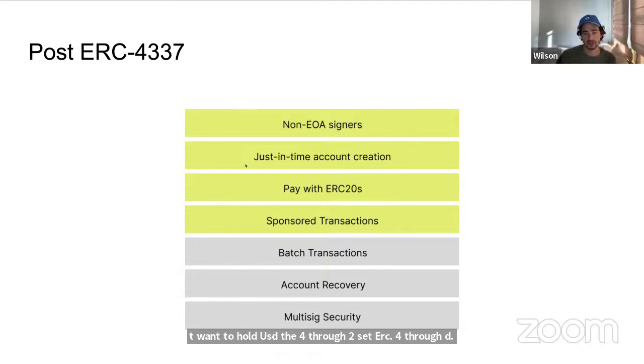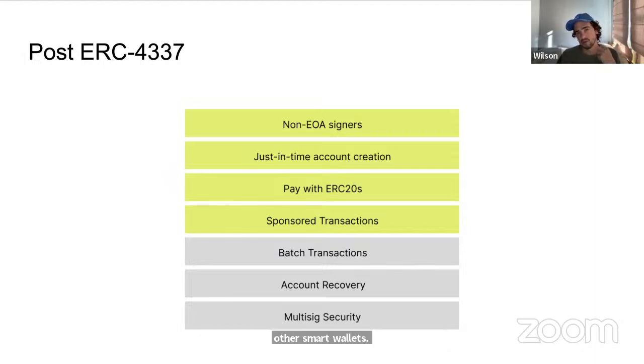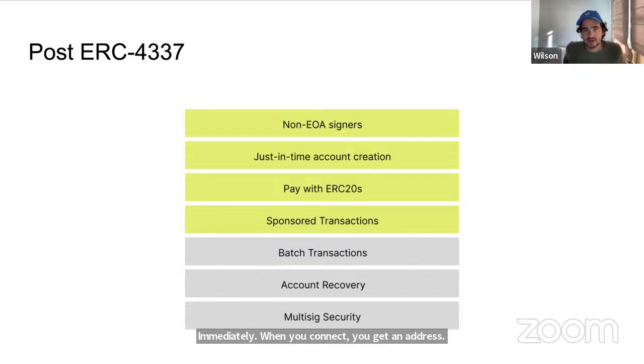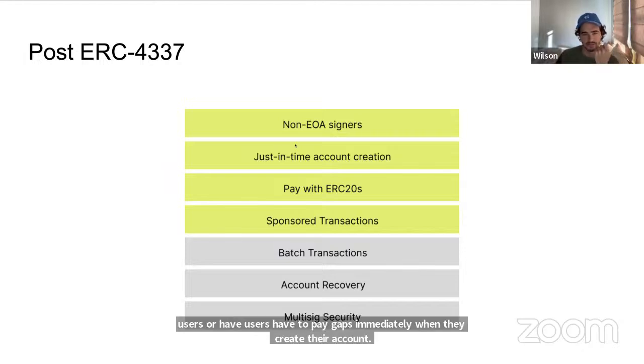You also have just-in-time account creation. If you've ever used Coinbase Smart Wallet or other smart wallets, immediately when you connect, you get an address. But you might check on chain and that address isn't actually there yet. We don't want to charge users or have them pay gas immediately when they create their account. Their account is deployed just in time in their first transaction.